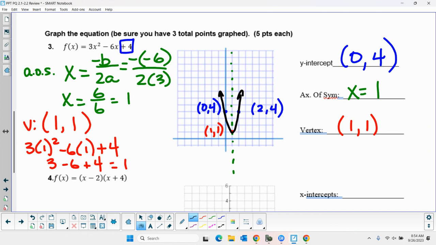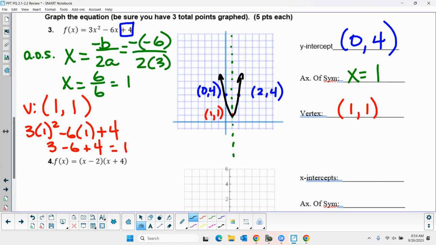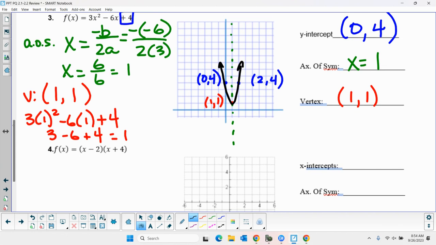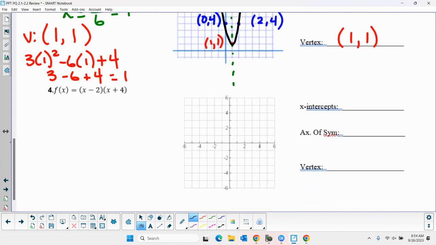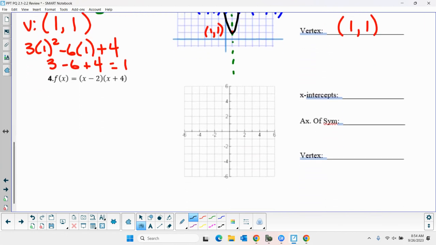Tomorrow's going to be another problem in standard form for number 3. Or maybe 3 will be one like this. I might flip-flop, I don't know. But they're going to be one like this and one like 4. For 3 or 4. No questions? Okay.